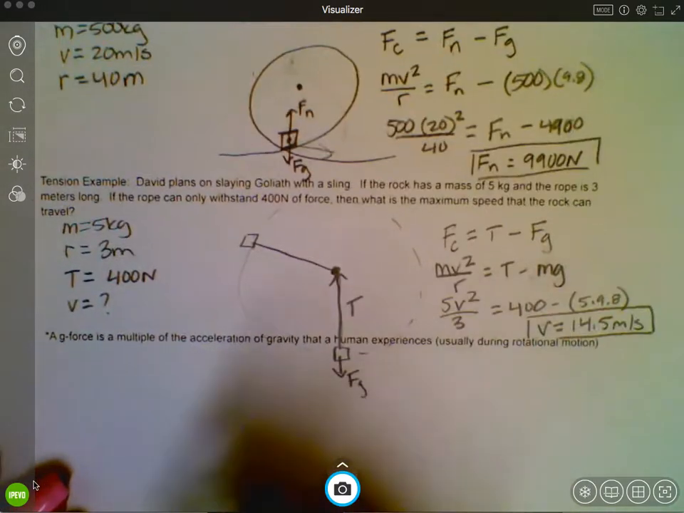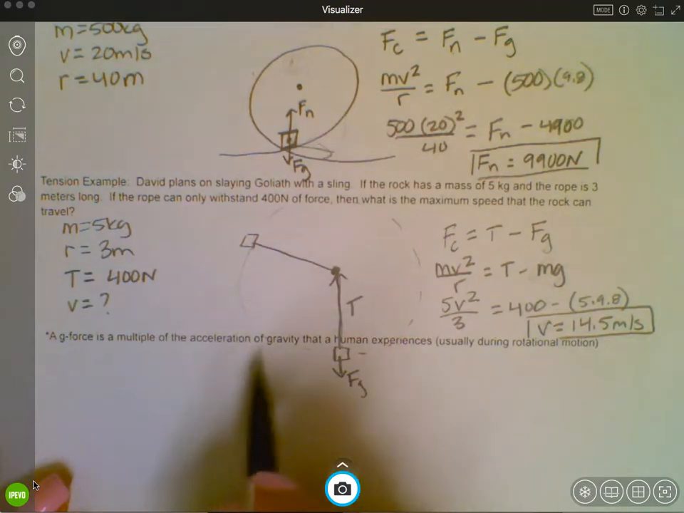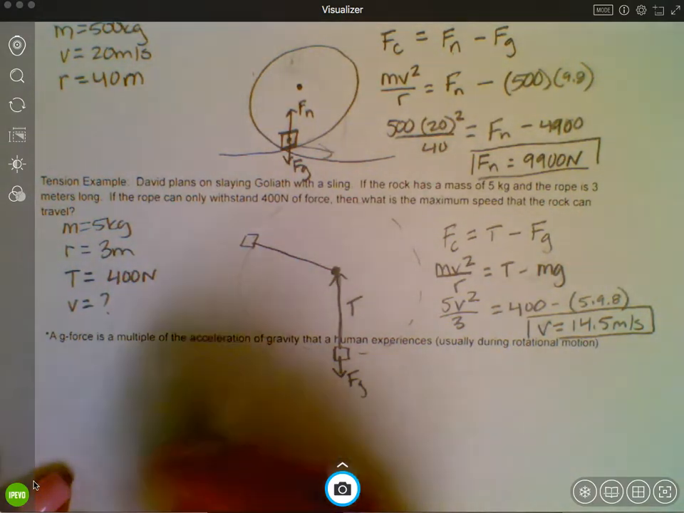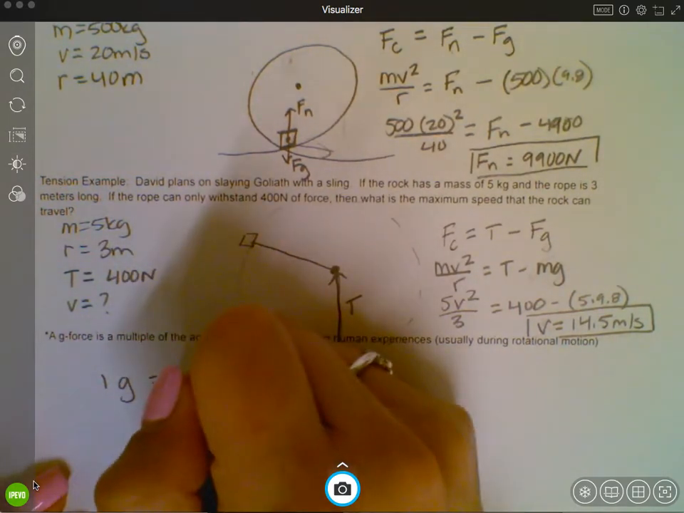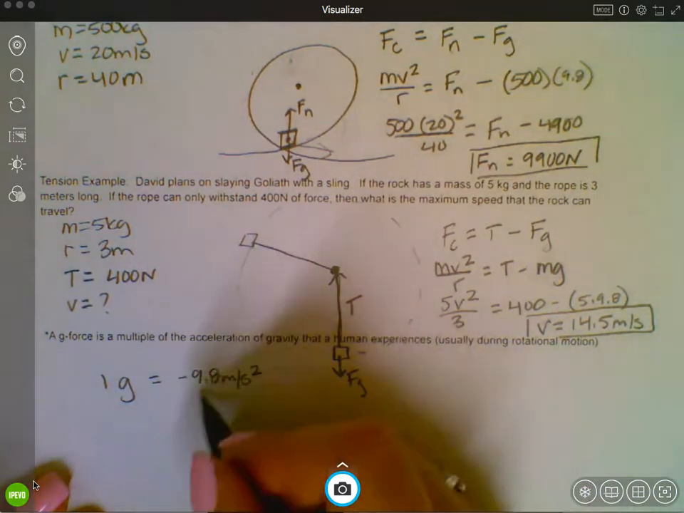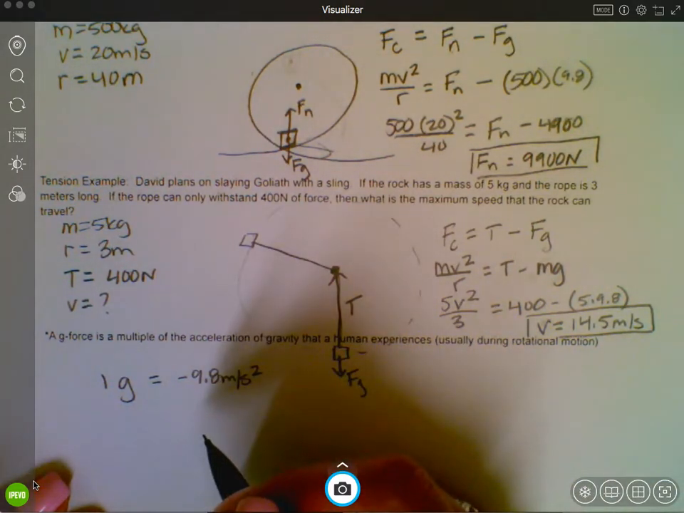All right, last little note, a G-force. Sometimes you're going to hear us talk about a G-force in some of the videos. A G-force is a multiple of the acceleration of gravity. So if you experience 1 G, you're experiencing negative 9.8 meters per second squared of acceleration. If you experience 2 Gs, you're experiencing 2 times that acceleration. So 1 G equals negative 9.8 meters per second squared, and 2 Gs would be negative 19.6 meters per second squared. So the more Gs you're feeling, the more acceleration you're feeling.